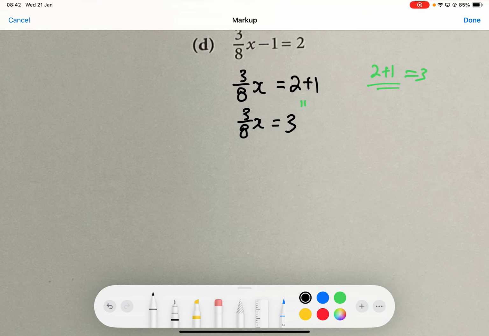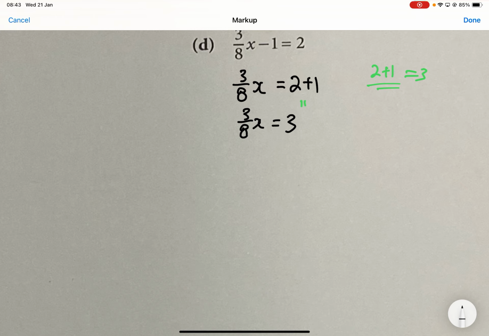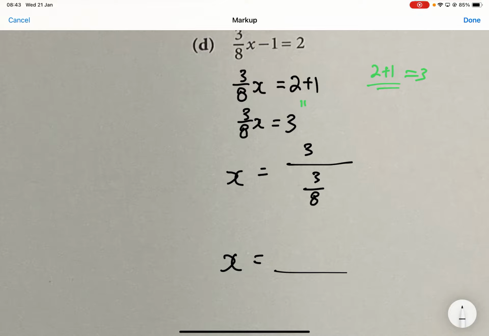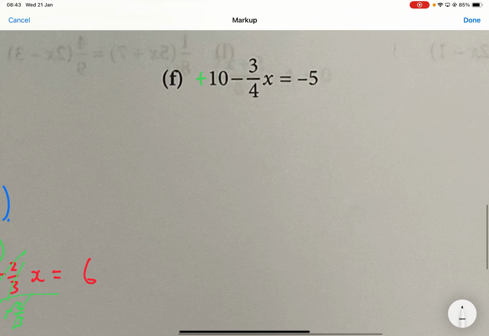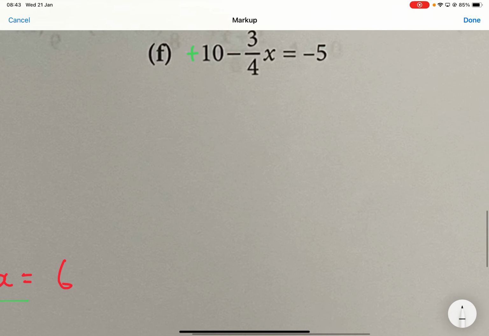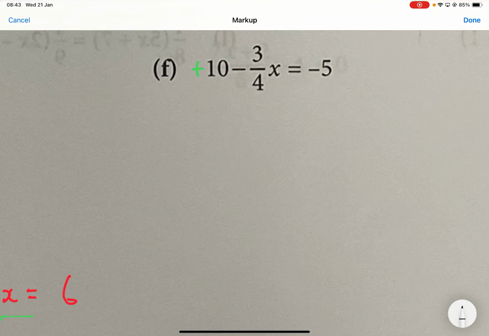Can? Okay. Then once you reach here, I want x, I don't want 3 over 8x. So, whatever is in front of the x, I just divide. 3 divided by 3 over 8. Then I should get my answer 8. Okay? Can? Once you know what they are asking for, solving equation is not that difficult. Especially this one, your x is power 1.